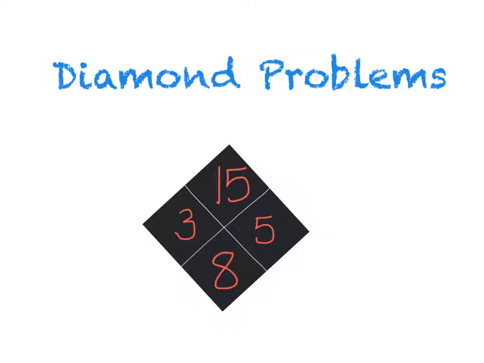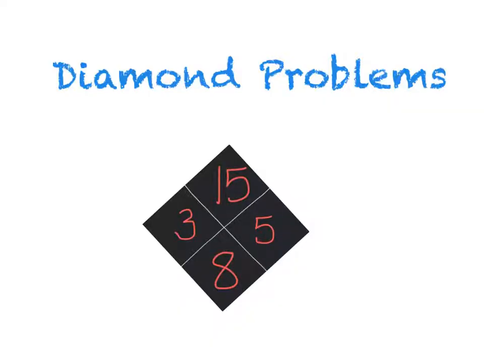Today we're going to look at something called diamond problems. You'll see that diamond problems are kind of like little puzzles that have 4 numbers in them, and all the numbers are related to each other. Take a look at the one on the screen in front of you. We have 3, 15, 5, and 8.